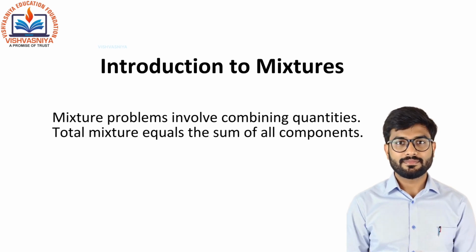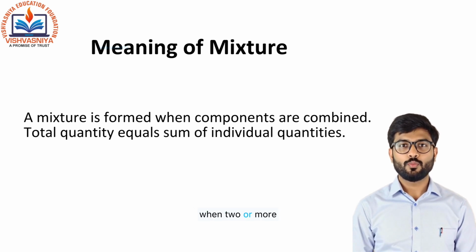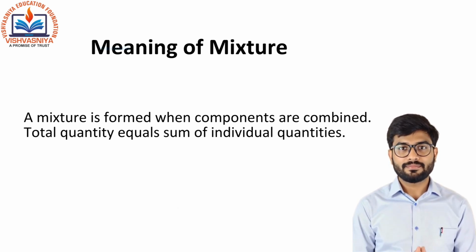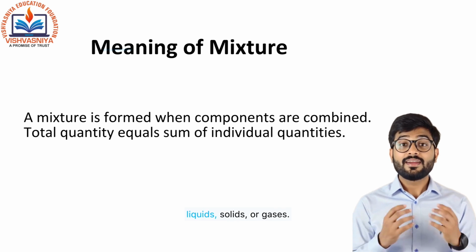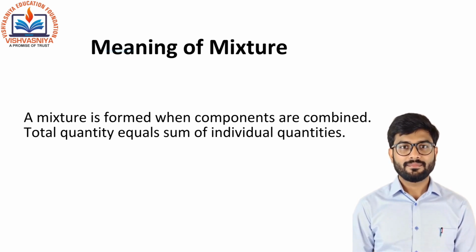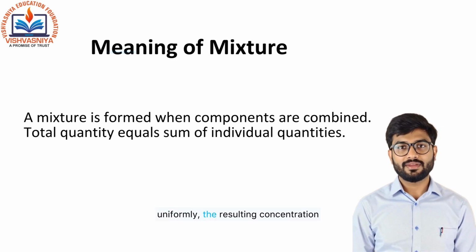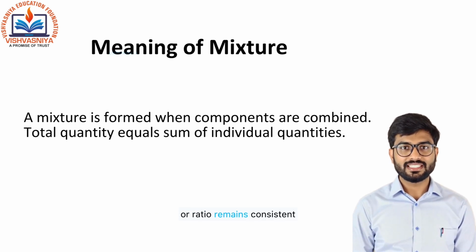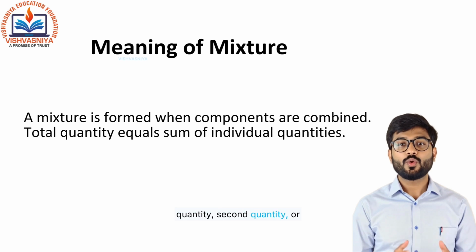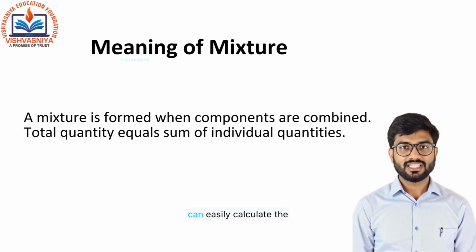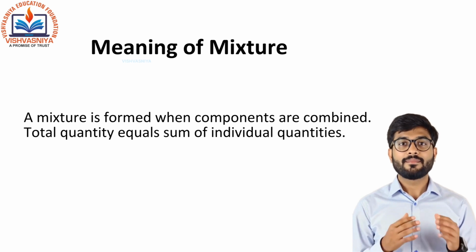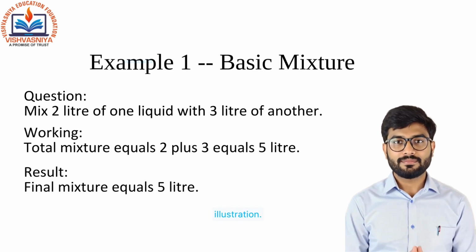Let us begin. A mixture is formed when two or more components are combined. These components may be liquids, solids, or gases. If the components mix uniformly, the resulting concentration or ratio remains consistent throughout the mixture. The core idea is that the total equals the sum of the parts. If you know two of the three values, that is, first quantity, second quantity, or final mixture, you can easily calculate the third.